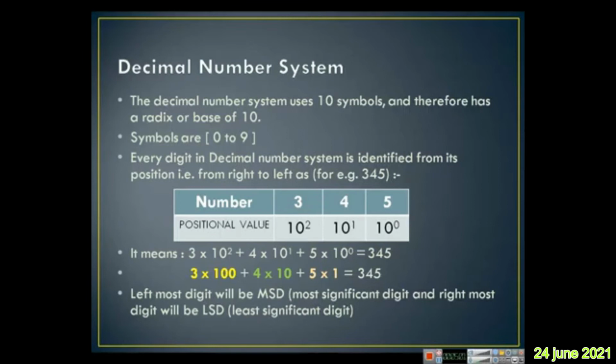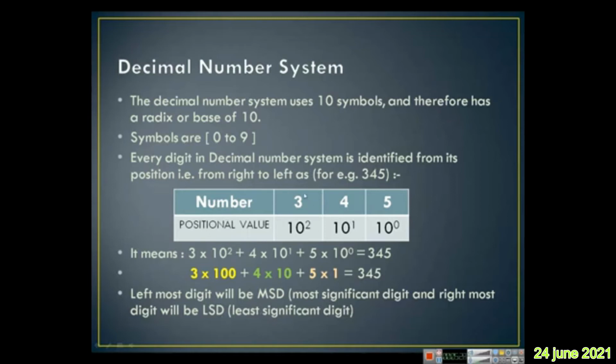Okay, if you write any number using the digits from 0 to 9, then you compute the value of that number using powers of 10 from right to left. The leftmost digit is called the MSD, the most significant digit. Which one? 3. And the rightmost digit is called the LSD, the least significant digit.